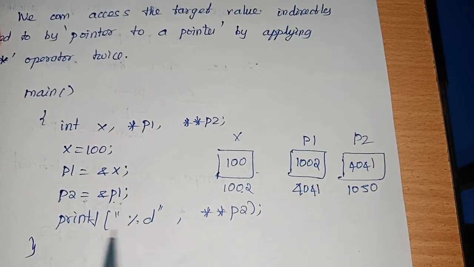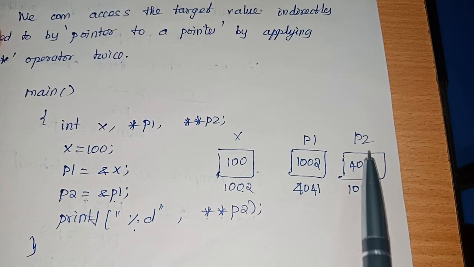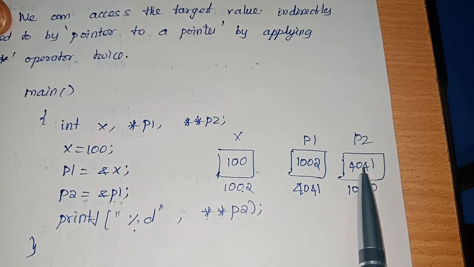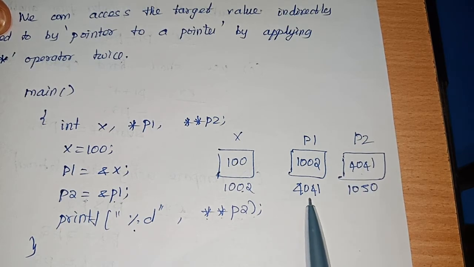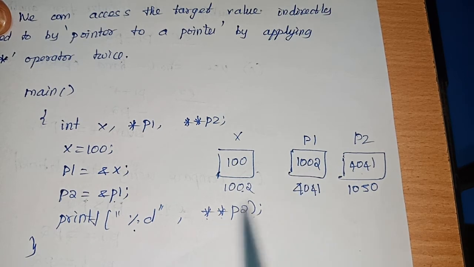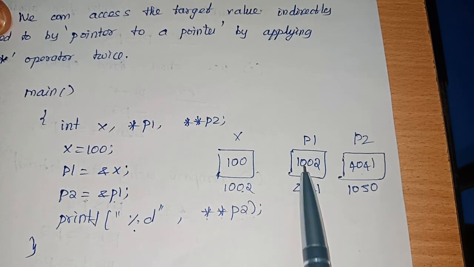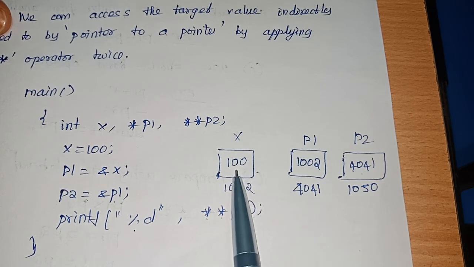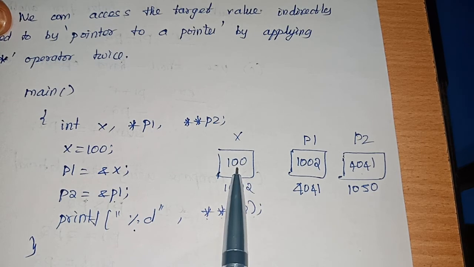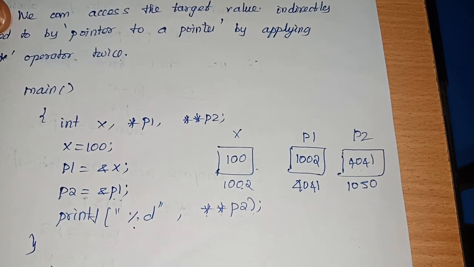Now when I write a printf statement with star star P2. Star P2, what is P2? P2 contains the 4041 address. It collects this address and goes to that particular address and gets the value. That is also an address. So once again it goes. So that's why we are putting double star. Once again it goes to the address and collects the value, that is 100. So what will be printed when this statement is executed? The value of x, 100, will be printed.